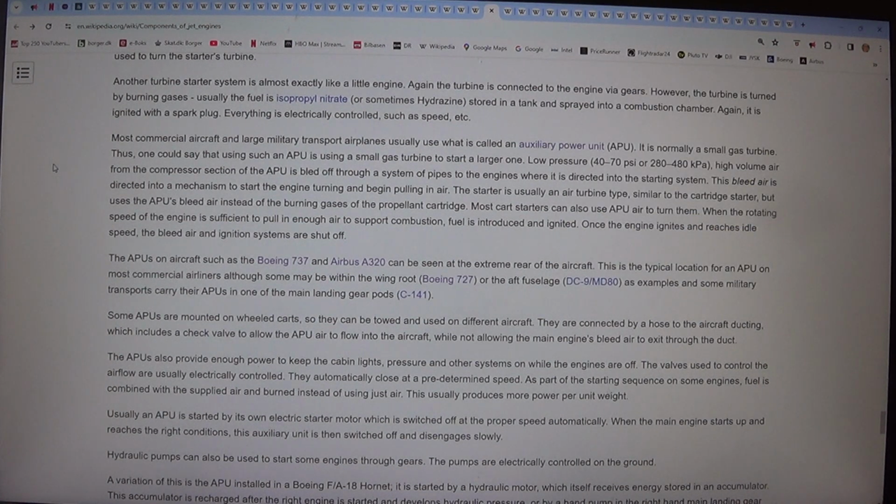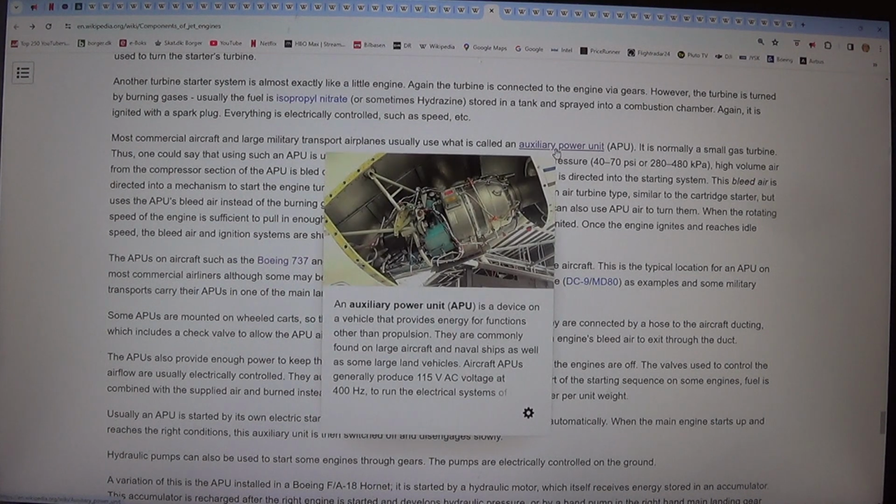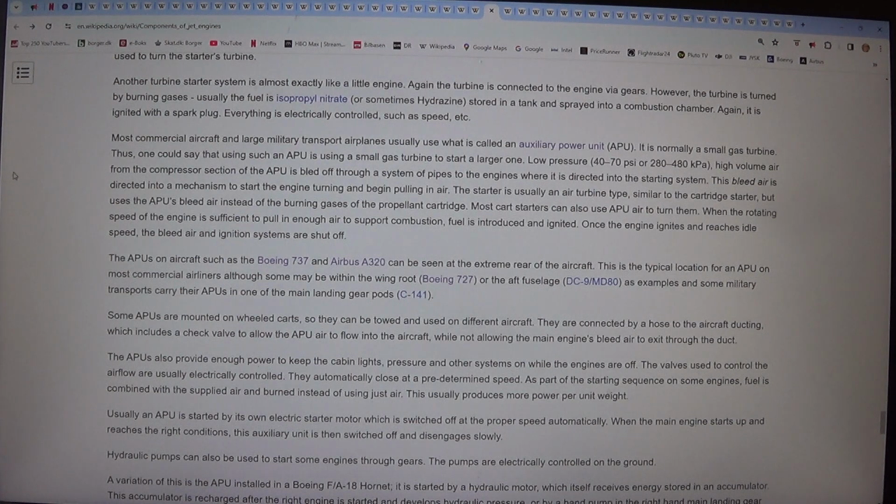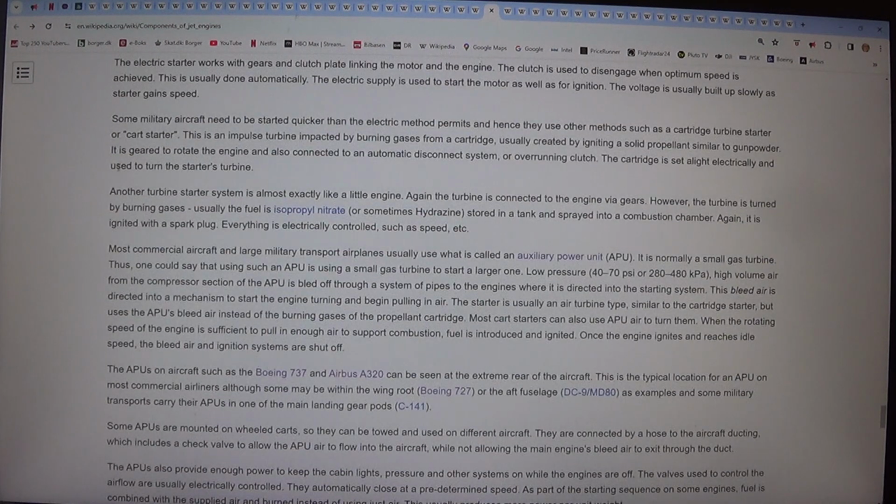Most commercial aircraft and large military transport airplanes usually use what is called an auxiliary power unit, APU. It is normally a small gas turbine. Thus, one could say that using such an APU is using a small gas turbine to start a larger one. Low pressure, 40 to 70 psi or 280 to 480 kPa, high volume air from the compressor section of the APU is bled off through a system of pipes to the engines where it is directed into the starting system.